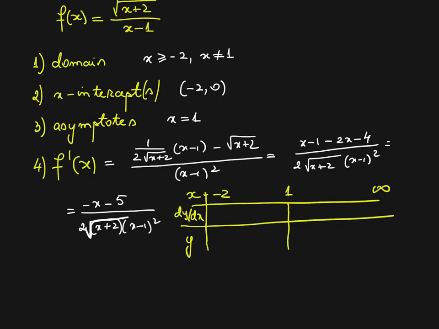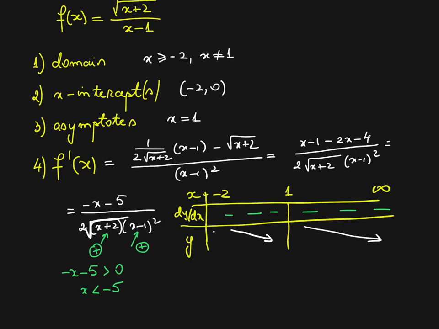Now I need to look at the sign of the derivative. And see, if you look at the domain, x plus 2 is positive. X minus 1 squared is positive because it's a square. So the sign is given by the sign of minus x minus 5. This is bigger than 0 when x is smaller than minus 5. So minus 5 is before minus 2. So I can conclude that this one is always negative, meaning that my function goes down up to 1 and then again goes down.